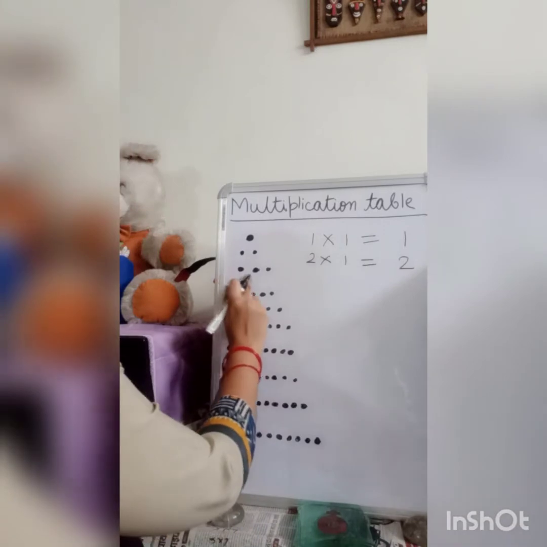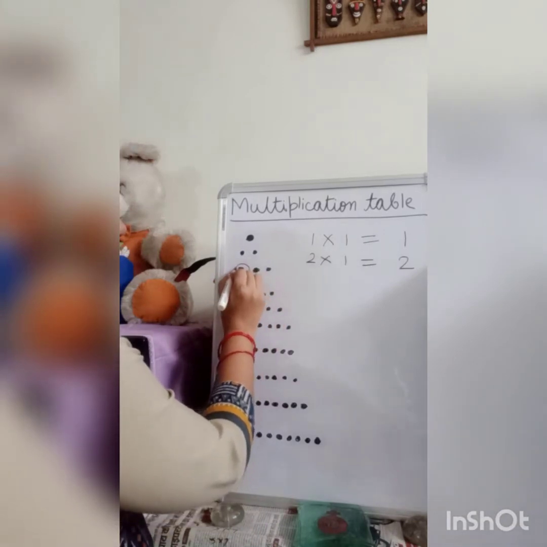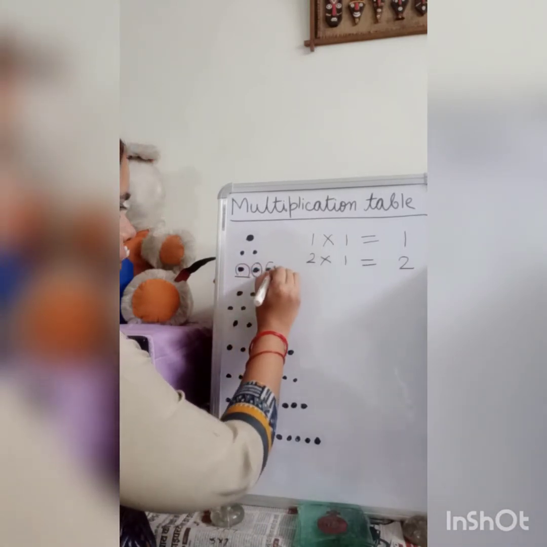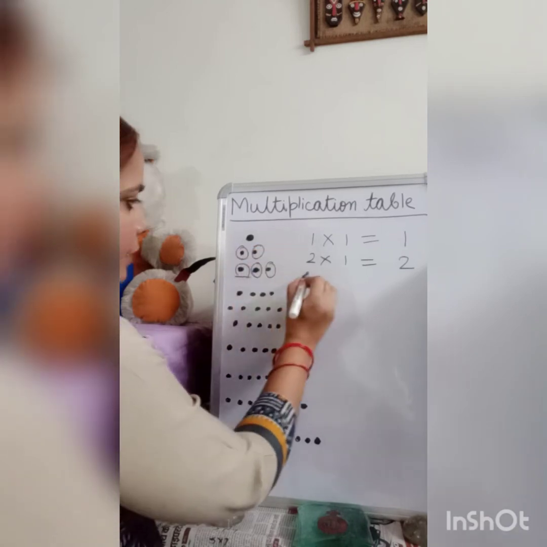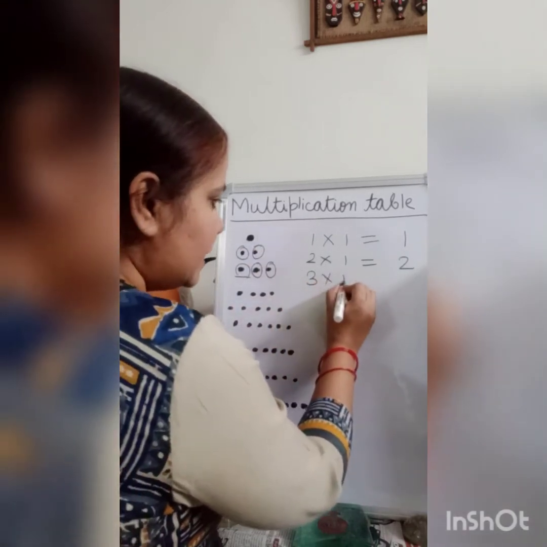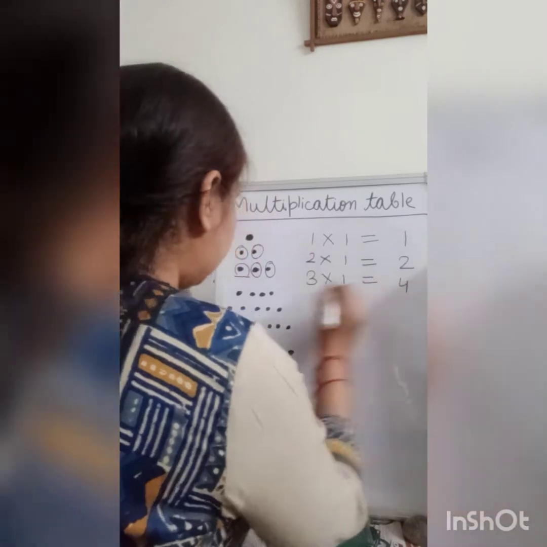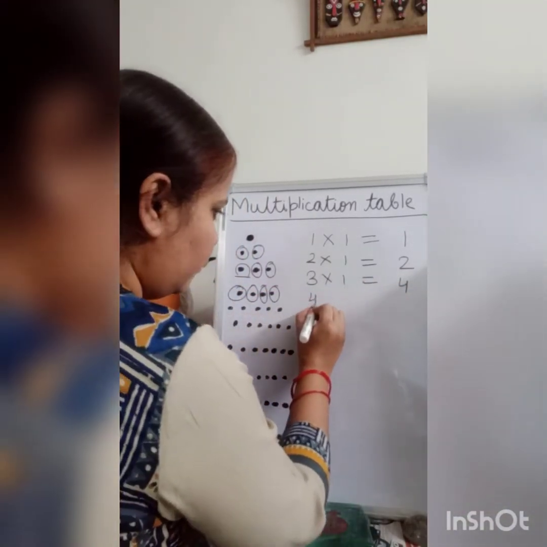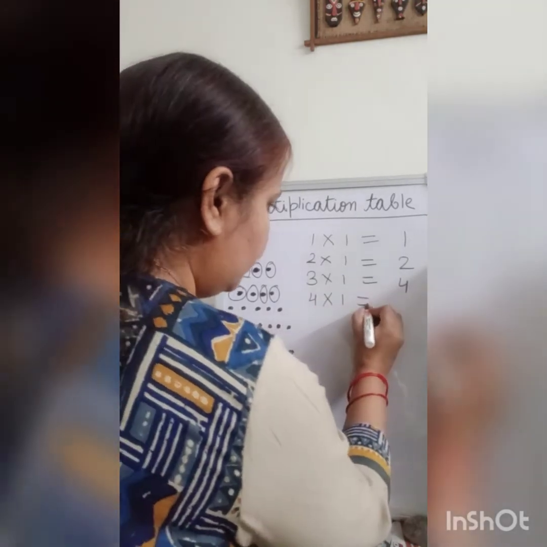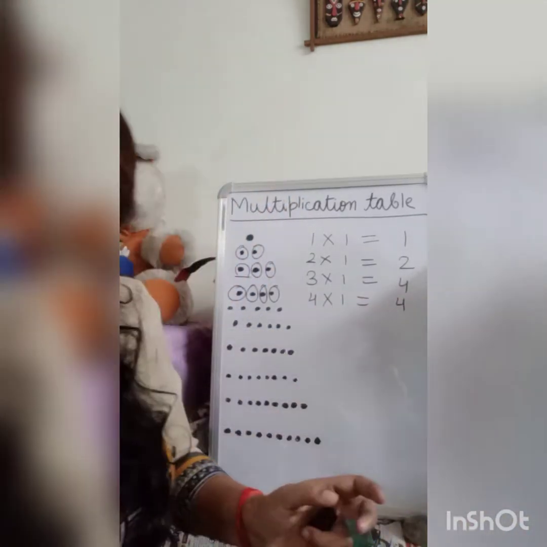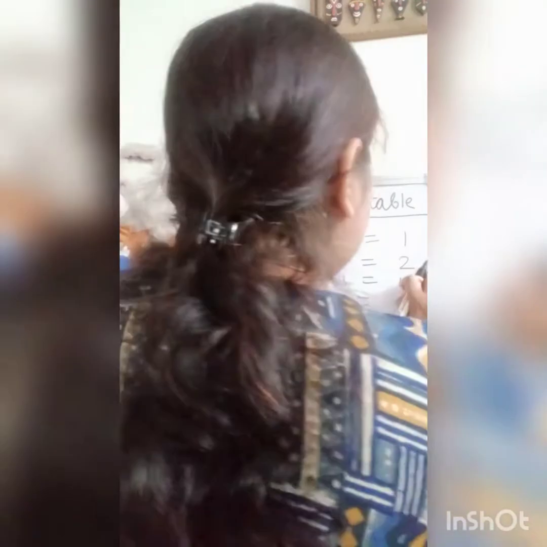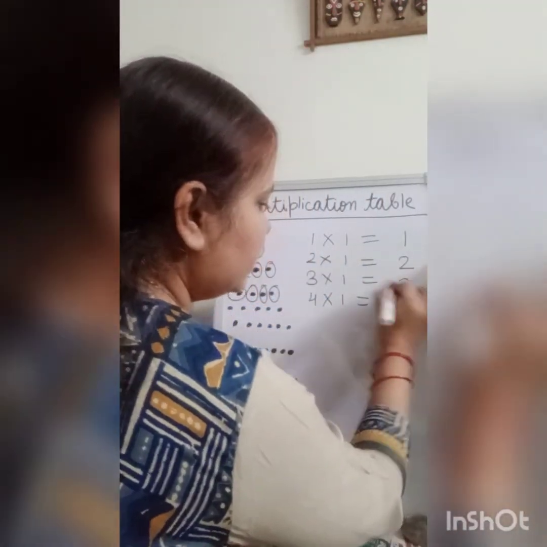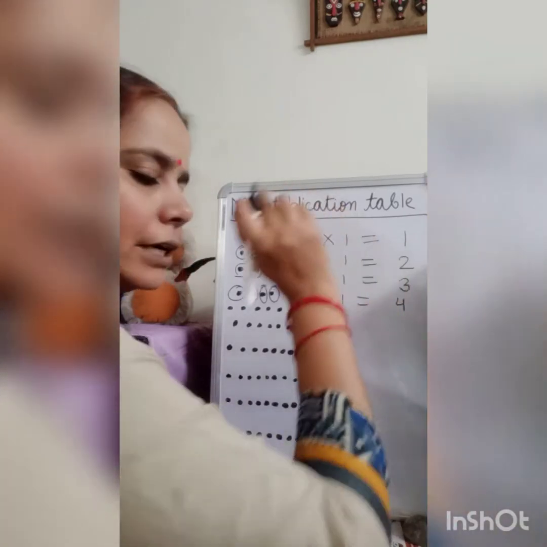And for the next one, just see, 3 groups of 1. So 3 times 1 is equal to 4. And the same way, 4 groups of one object. This means 4 times 1 is equal to 4. Here I have done one mistake. 3 times 1 is equal to 3. And 4 times 1 is equal to 4.